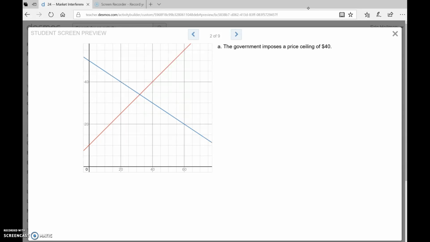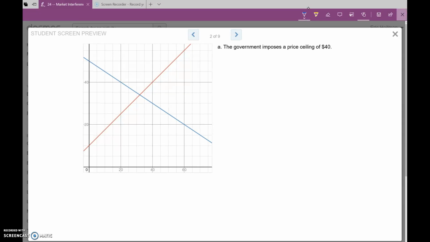Okay, so in this scenario, we have an initial market equilibrium as shown in this graph. The initial equilibrium price is right here. Each of these lines is 5, so this looks like it's about $33. So the initial market price is $33.